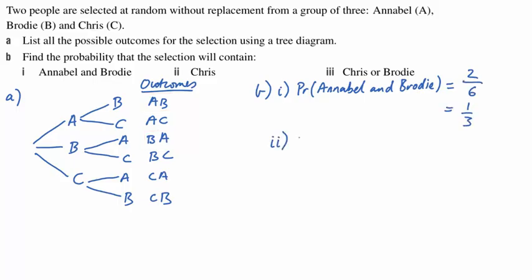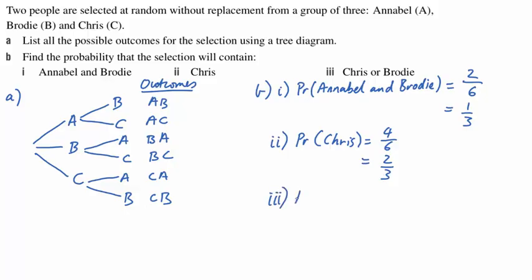Next, we're going to find the probability of choosing Chris. Well, we could have chosen Annabelle then Chris, or Brody then Chris, or maybe we chose Chris first, followed by Annabelle or Brody. So that means the probability is going to be 4 out of 6, because 4 of the 6 outcomes involve Chris. And that simplifies to 2/3.